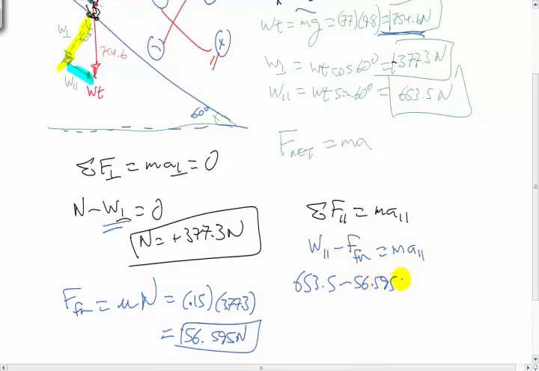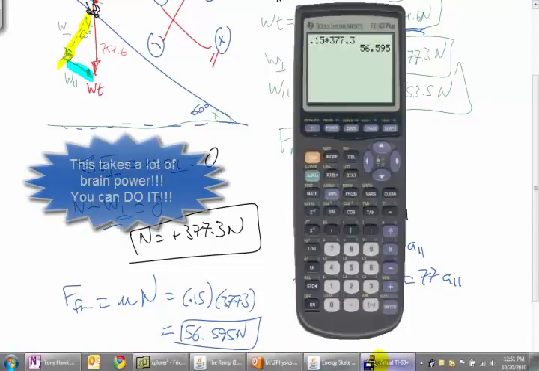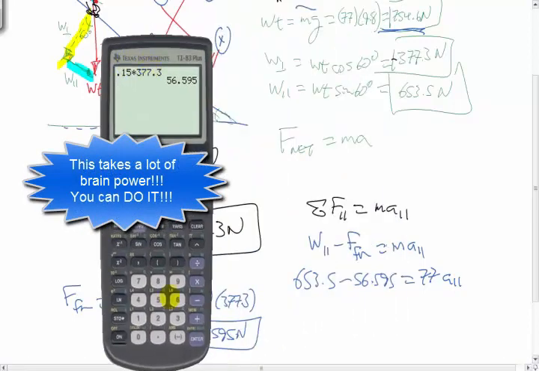So I'm going to subtract that from the weight parallel force, and that's the force that accelerates you down the incline, equal to mass times acceleration. And we know mass is 77 kilograms for Mr. Hawk. Now we can find out how much he's going to accelerate down that ramp. Almost there. Are you tired? You're allowed to be tired. So we're going to take 653.5, the weight parallel down the incline, and subtract the force of friction, which is 56.595.